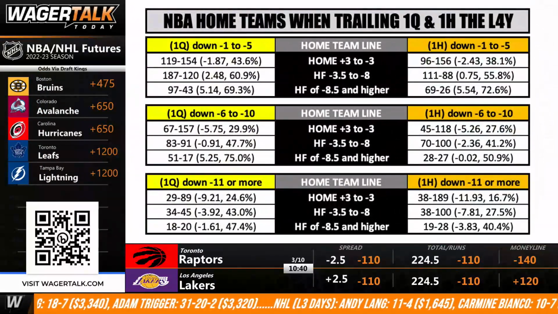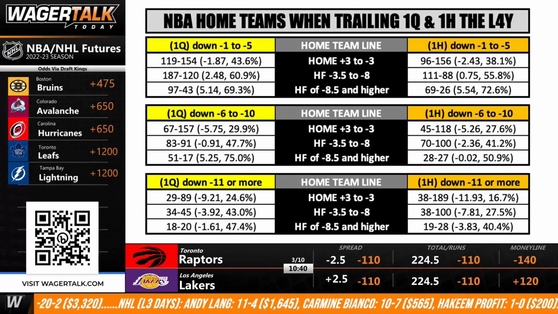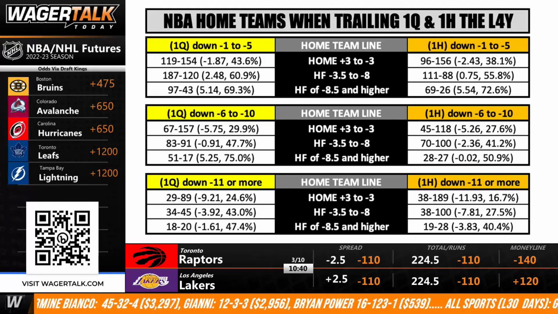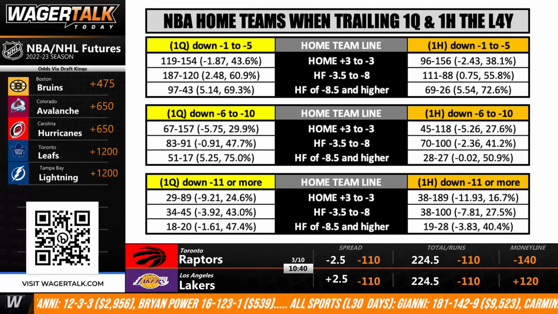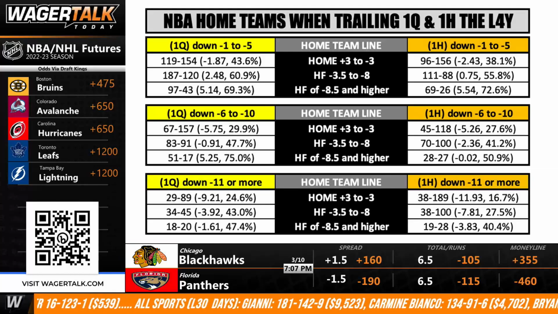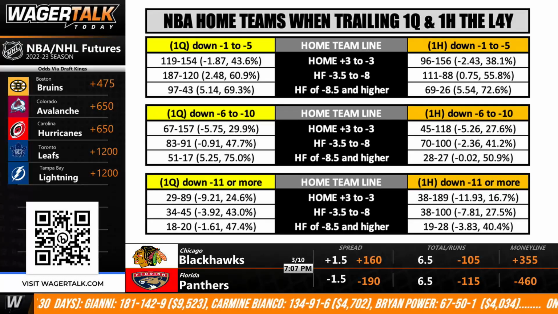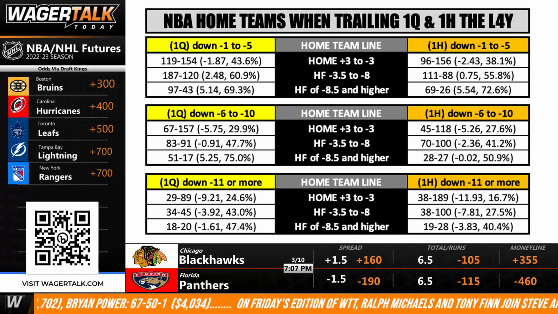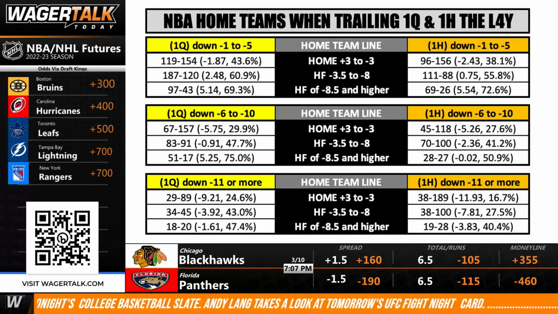The left hand is first quarters. I broke it down from a 1 to 5 point deficit after one quarter, a 6 to 10 point deficit, or if you trailed by 11 or more after the first quarter. And then in the middle, I had three home categories: homes between the threes, a home favorite of 3.5 to 8, and a home favorite of 8.5 or higher. On the right-hand side of the chart in the orange are the exact same deficits, but at halftime.